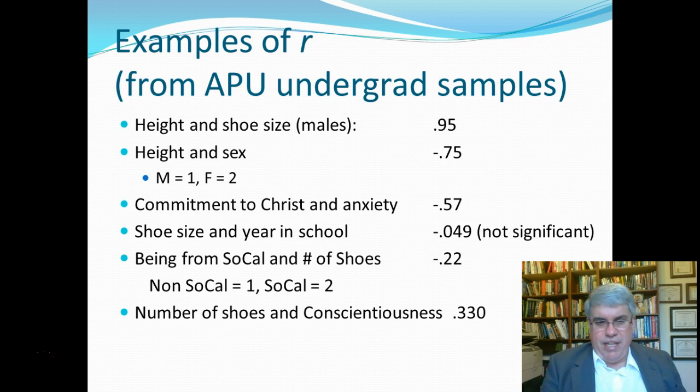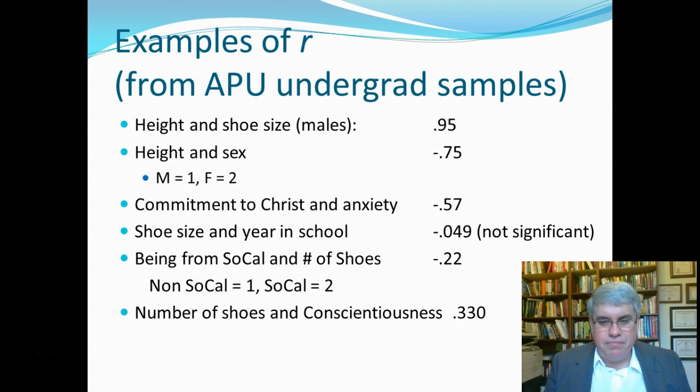Now, another correlation that was interesting was being from Southern California or not, and the number of shoes that somebody had. So we said if we rated everybody as non-Southern California as 1 and Southern California as 2, the people from Southern California had fewer shoes. It was negatively related to being from Southern California. And I might be wondering, why is that? Well, in Southern California, there's an awful lot of people that just wear flip-flops all year long, and they don't have very many shoes. Whereas people that are from other parts of the country, such as the East Coast or the Midwest, they're not going to wear the same shoes in summer and winter, whereas Californians typically do.